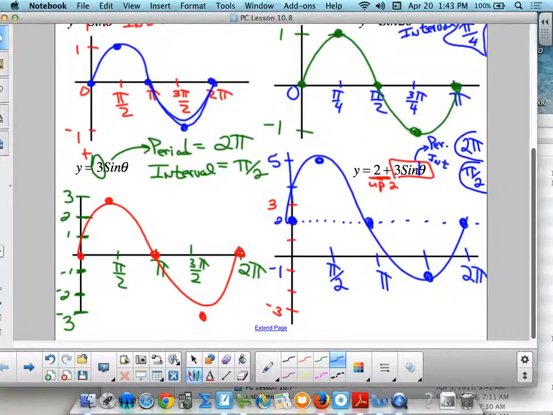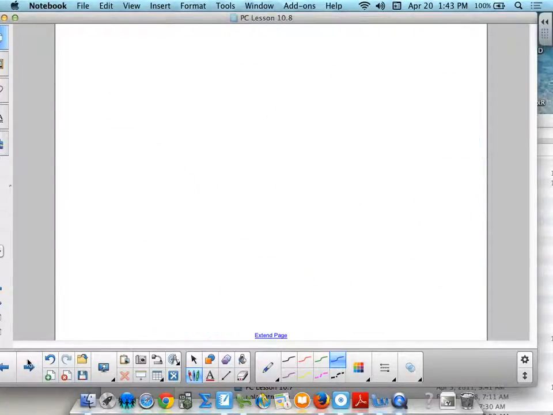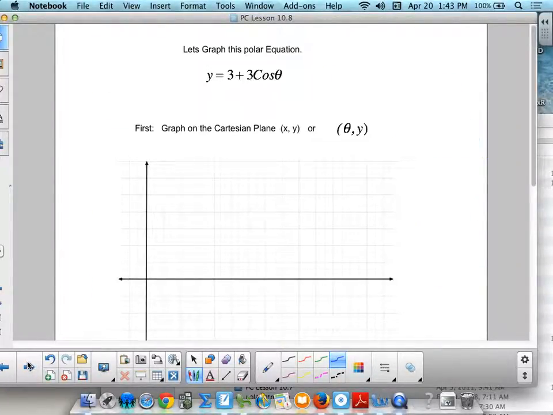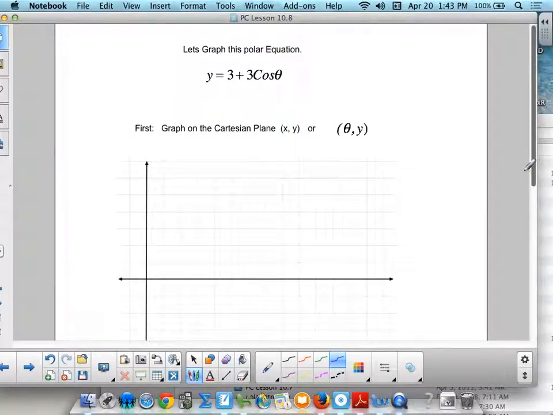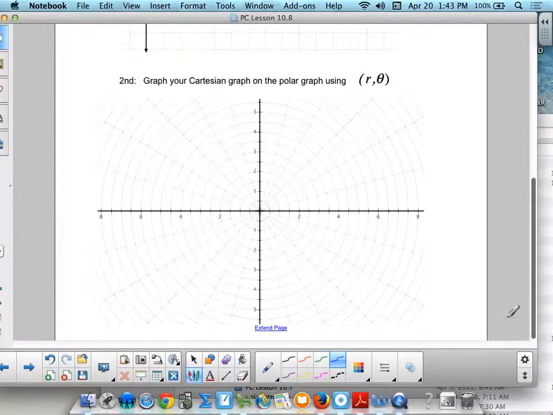Okay. Turn the page. And here we go. All right, let's graph this polar equation. By the way, this is not polar. Why not? It doesn't have what? Theta or r. It doesn't have the r. It's got theta. It just doesn't have the r. So when you graph this thing right here, you're going to graph this.